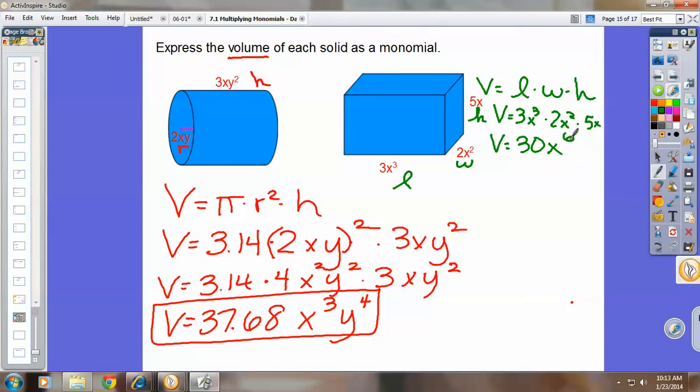Guys, you need to show your work. Write your formula, show substituting it in, showing your final answer. Okay?